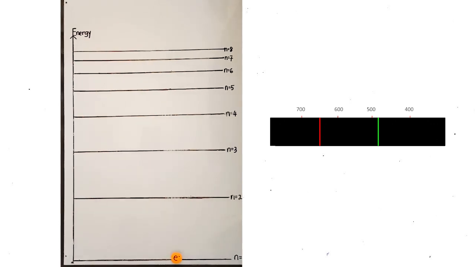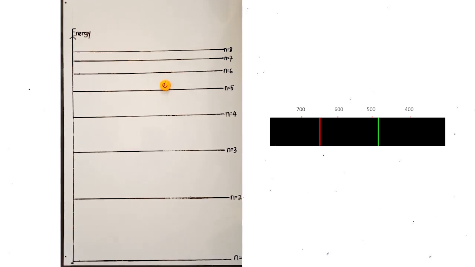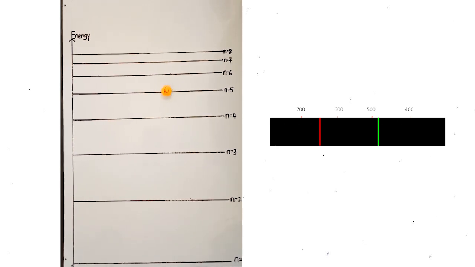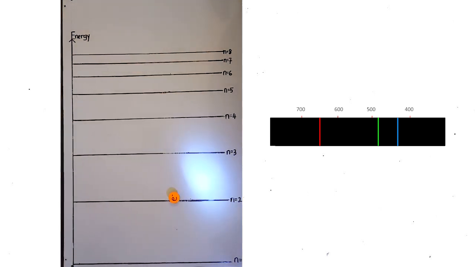At ground state, electron absorbs energy and moves to a higher energy level n equals 5. At n equals 5, electron is unstable and will fall back to lower energy level n equals 2 by emitting photon of blue light wavelength and giving blue discrete line on the line spectrum.